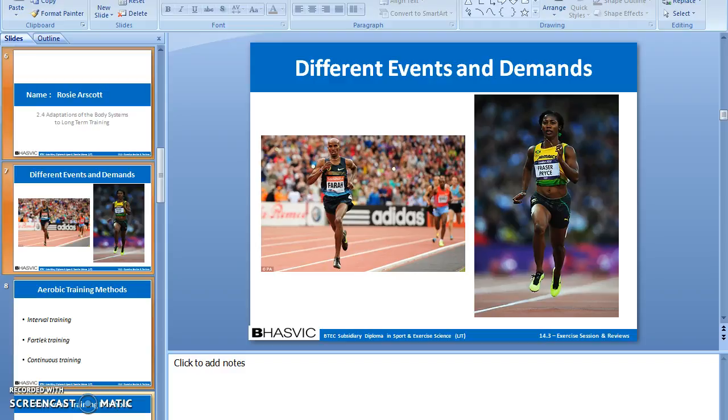This allows her to work at her maximum ability for longer periods of time and continue at her maximum ability for the duration of the sprint.